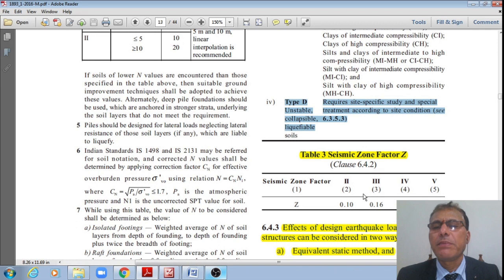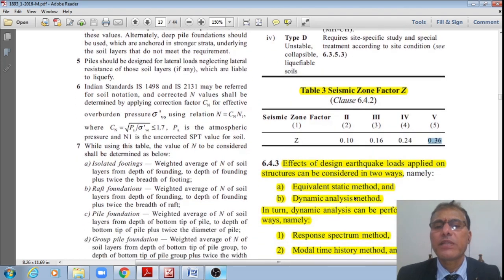Now the next one is Table 3, seismic zone factors. Just now we have seen that the entire India is divided into 4 seismic zones, where zone 2 has a zone factor Z of 0.1, whereas zone 3 has a zone factor Z equal to 0.16, zone 4 has 0.24, and zone 5, the highest zone, has a seismic zone factor of 0.36.